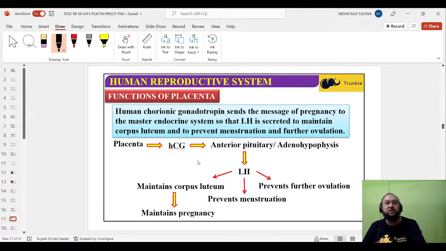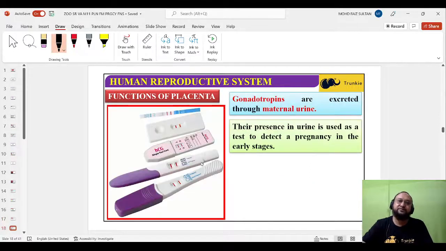The ovary should not continue to produce its egg or ovum, because pregnancy has taken place. Now it will continue for 38 weeks, so till that time there should not be any ovulation and menstruation.